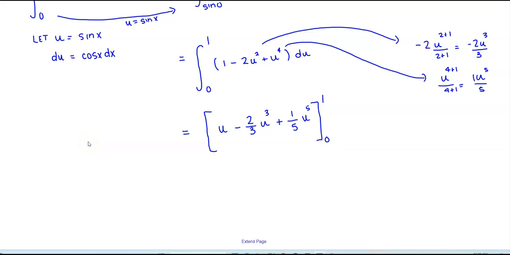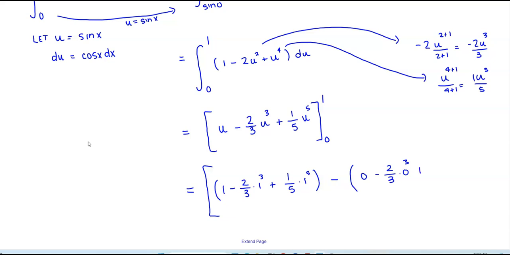Let's now plug in our upper and lower limits. The upper limit is 1, so it's going to be 1 minus 2/3 times 1 cubed plus 1/5 times 1 to the 5th power, minus 0 minus 2/3 times 0 cubed plus 1/5 times 0 to the 5th power.